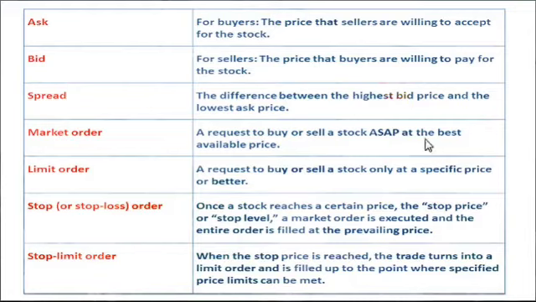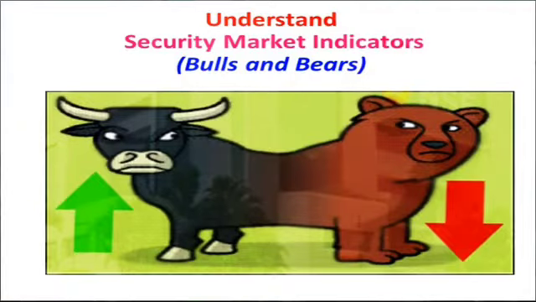After getting the idea of all these terms, now understand the security market indicators, bulls and bears. So how the market is going on, whether it is a bullish market or a bearish market. Bullish market means the market is moving upward. If the market is moving downward, it means the bearish market. Now understand the market situation, and have a complete idea about the stock market indicators.